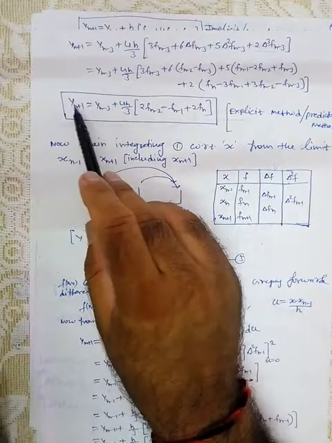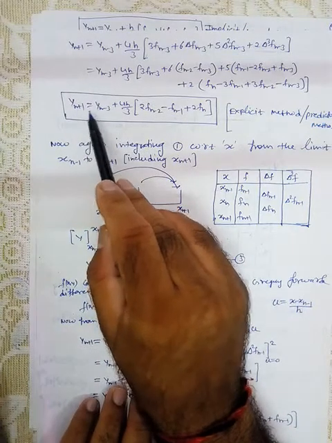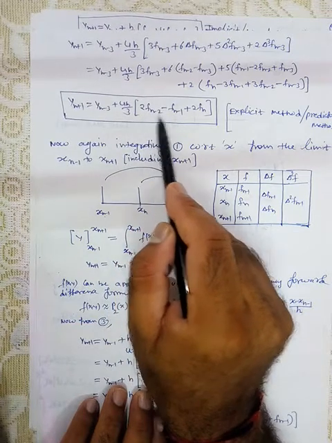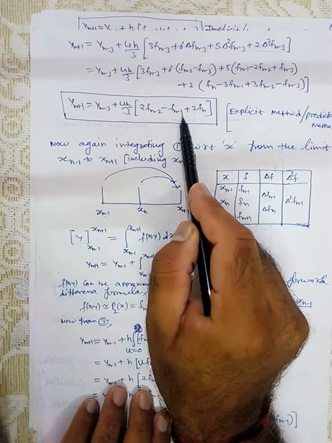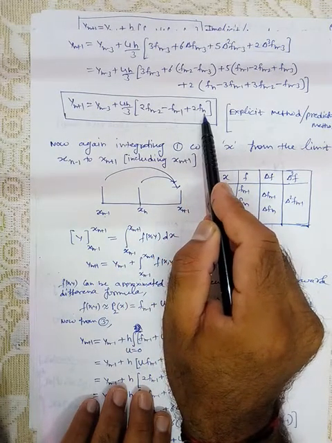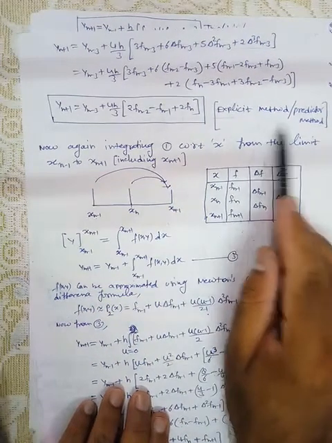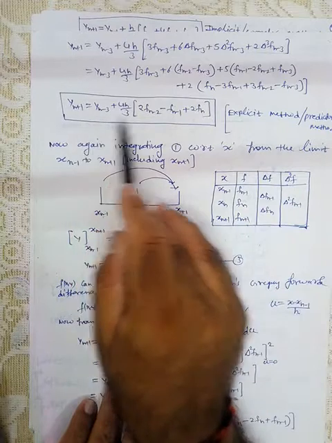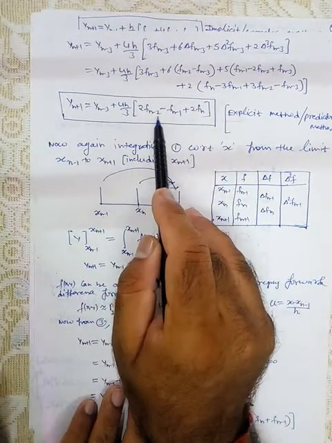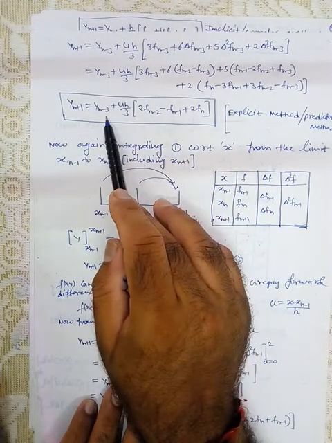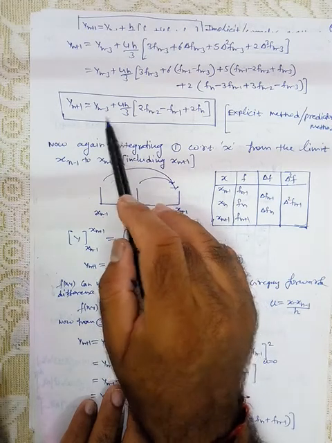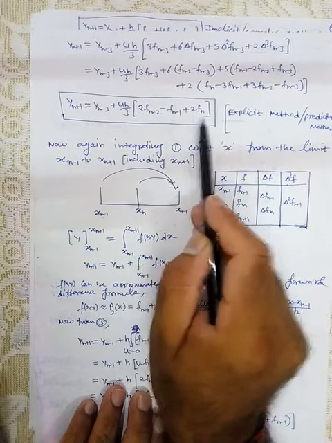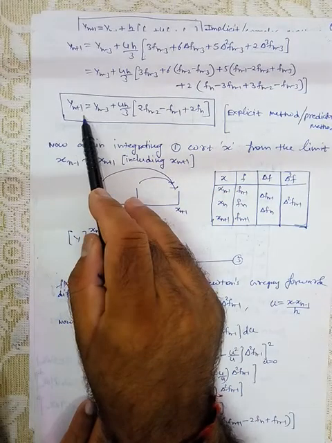what we will get is this formula: y of n plus 1 is equal to y of n minus 3 plus 4h by 3 times (2 f of n minus 2 minus f of n minus 1 plus 2 f of n). So this is an explicit method. Explicit method means that in the right hand side, all the indices used are related to the previous data. For example, y of n minus 3, n minus 2, n minus 1, and then we are predicting n plus 1.